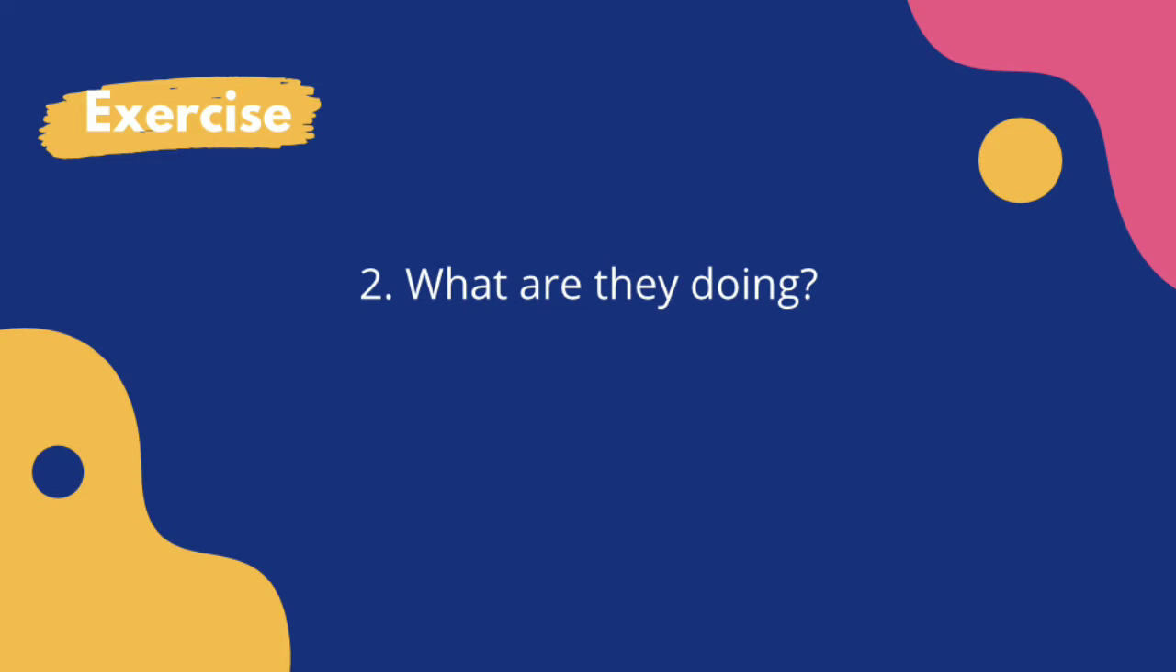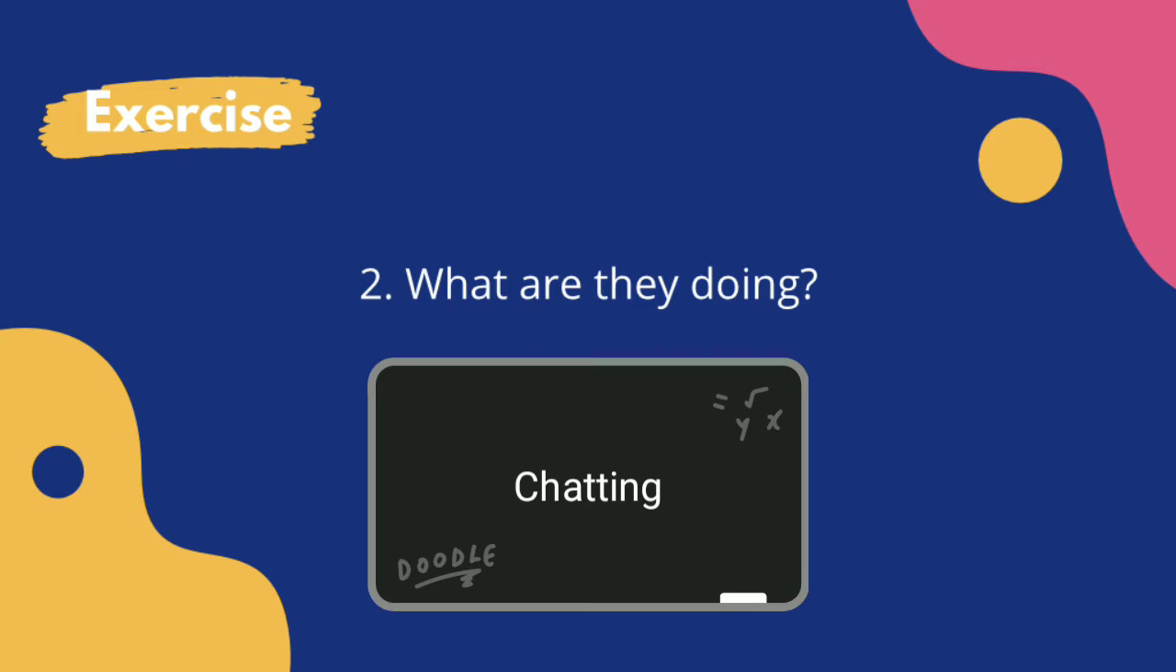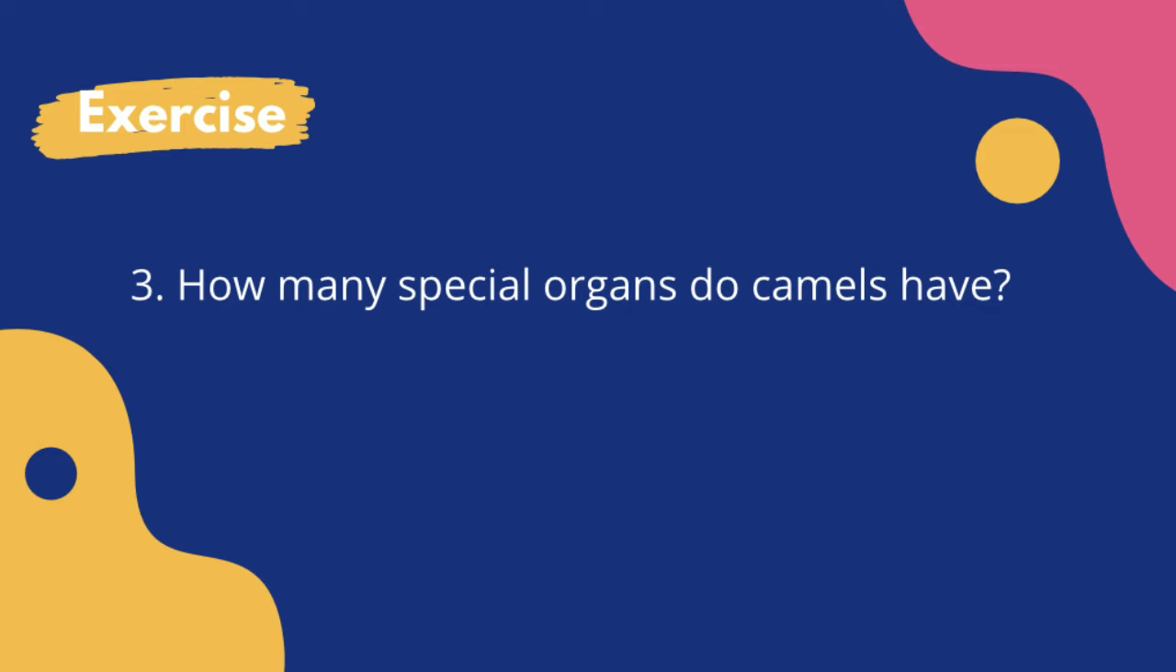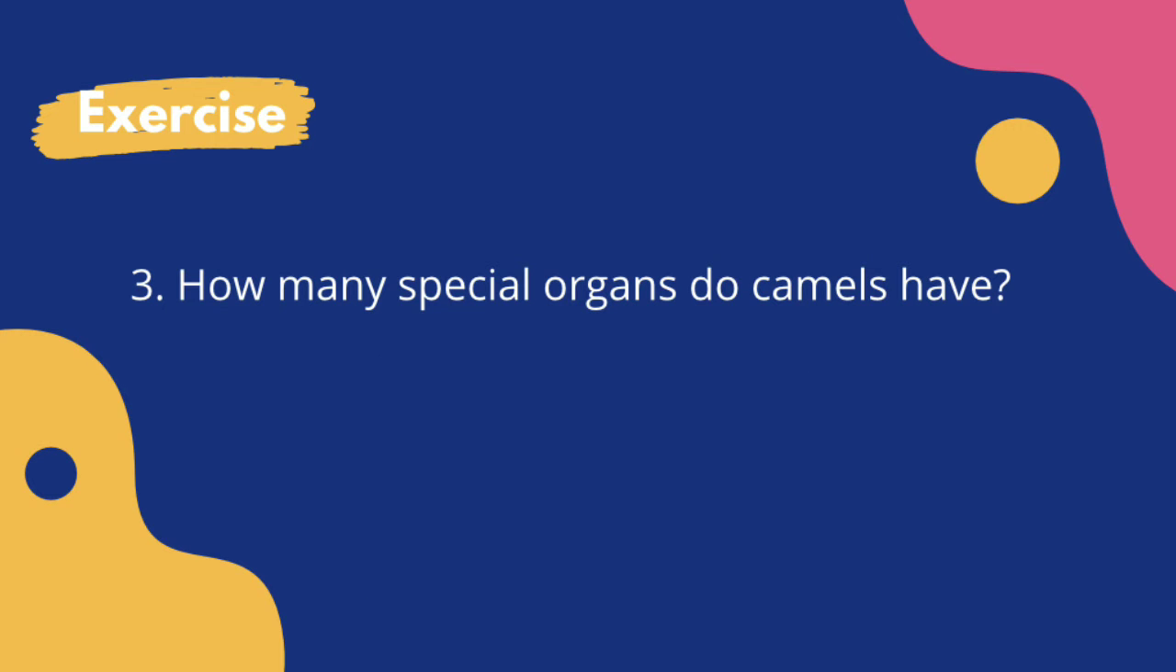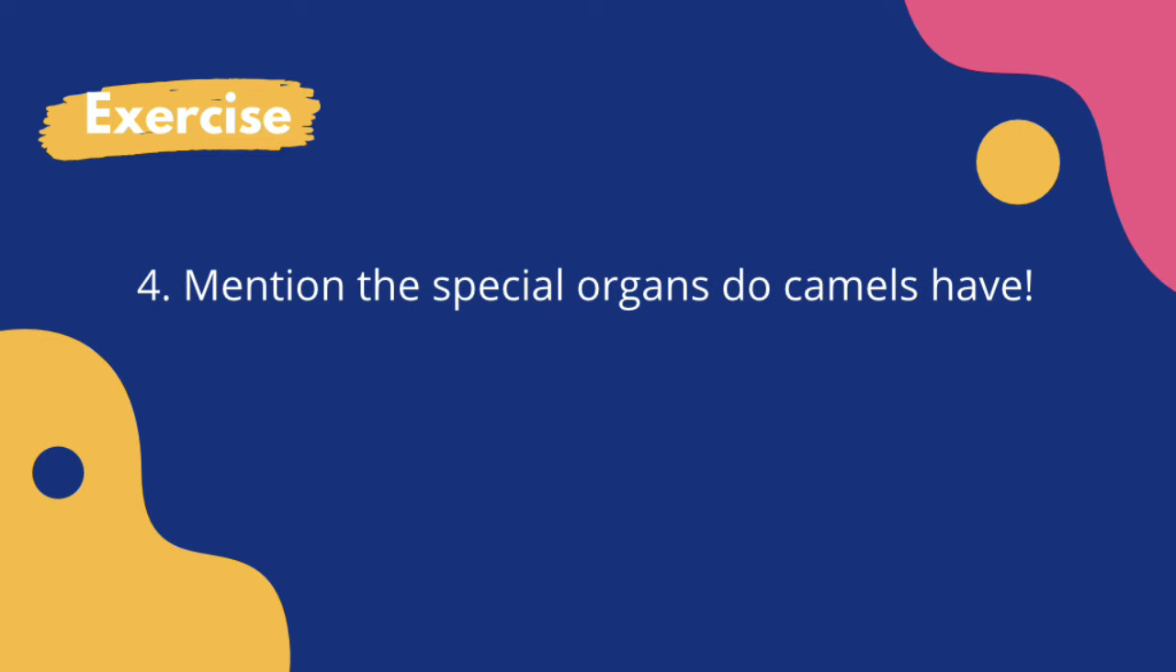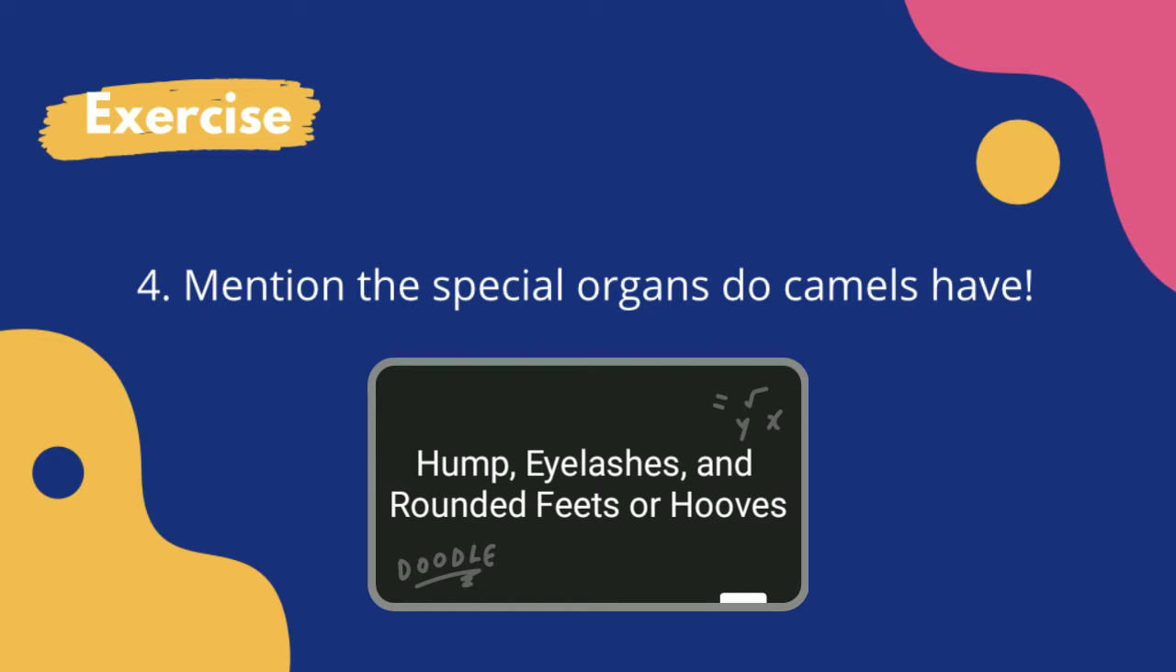Number 2. What are they doing? Yes, they are chatting with each other, between mother and her child. Number 3. How many special organs do camels have? Good. They have 3 special organs. Number 4. Mention the special organs camels have. Great. They are hump, eyelashes, and rounded feet or hooves.